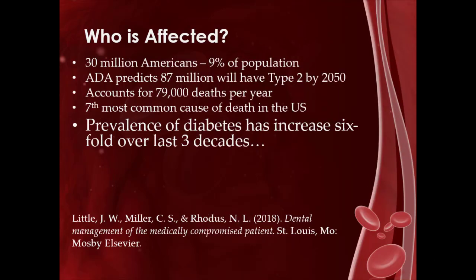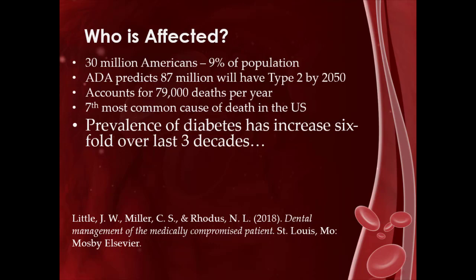So let's take a look at the prevalence of diabetes here in America. According to the CDC, approximately 30 million Americans, or 9% of the population, have some form of diabetes. The ADA is predicting that 87 million will be type 2 diabetic by the year 2050. We are seeing a drastic increase each year in the number of diabetic cases. If the current trend continues, then the CDC is also predicting by 2050 that 1 in 3 Americans will be diabetic or pre-diabetic. Diabetes is also the 7th most common cause of death in the United States. This is falling behind heart disease, stroke, and cancer, but continues to be on the rise.